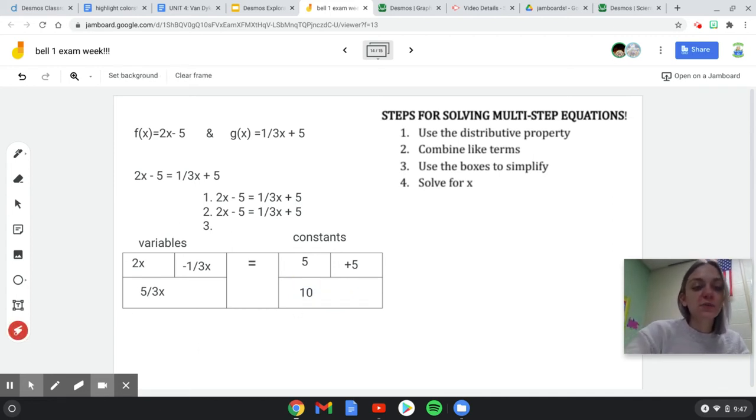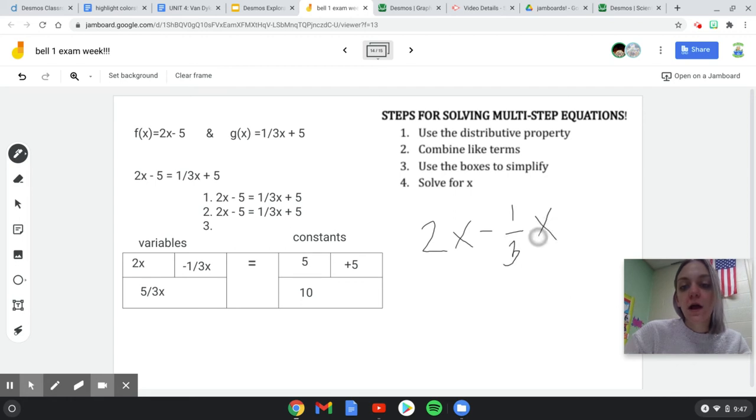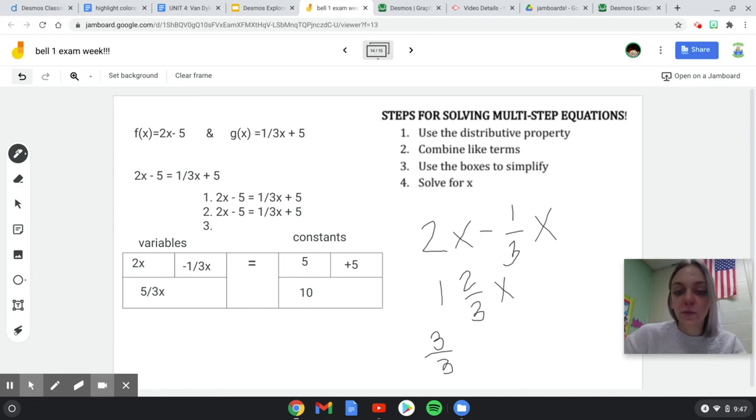And before we move on, I just want to do this part one more time. So if I have 2x minus 1/3 x, I'm left with 1 and 2/3 x. But this is really messy to deal with, and I don't really want to have to do that. So I'm going to change 1 to 3/3 because 3 divided by 3 is 1. I'm going to add 2/3 to it to ultimately get 5/3 x.